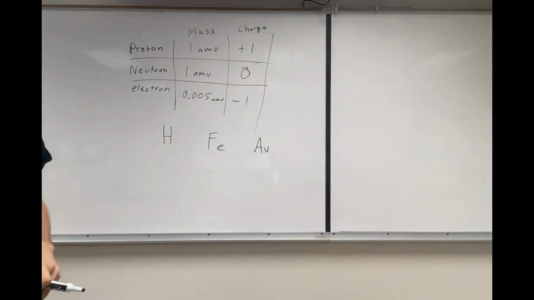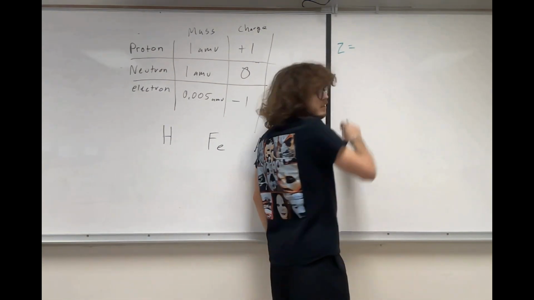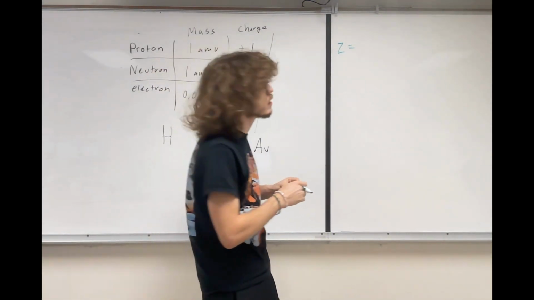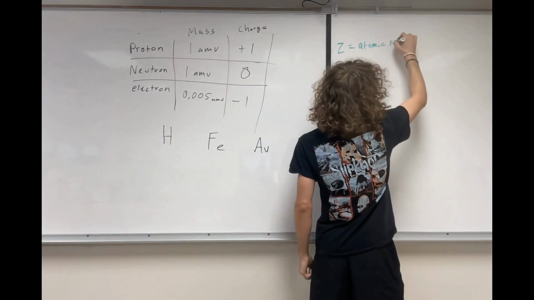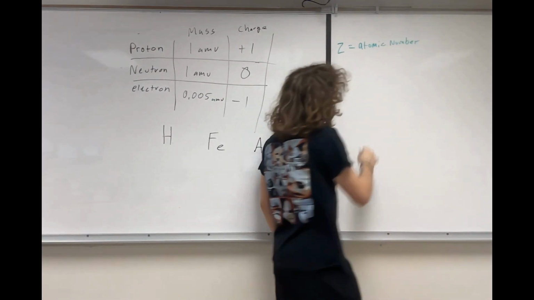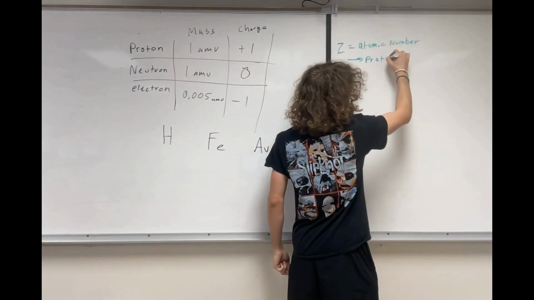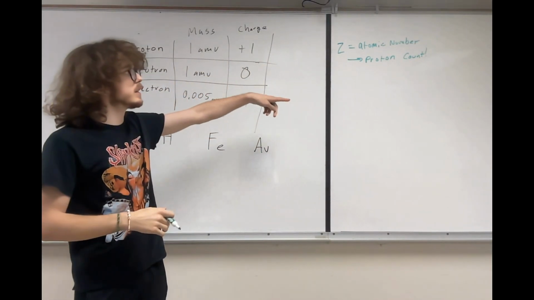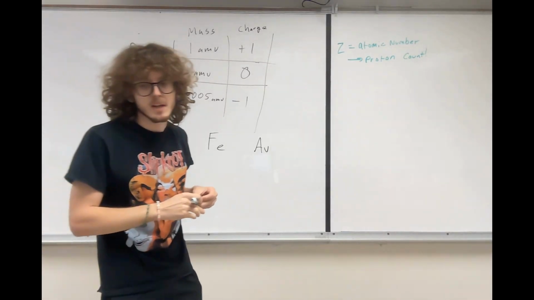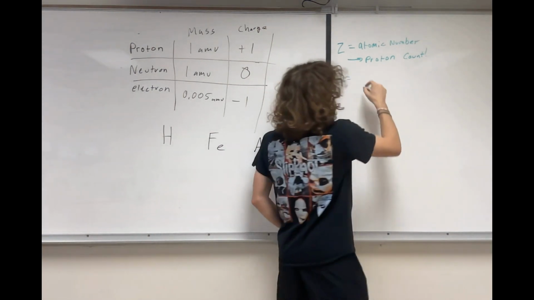Okay, so let's talk about the atomic number and the mass number. Z in our case is going to denote the atomic number. And it should be stated that the atomic number is the proton count. Okay, so the proton count is the atomic number, and we denote that Z. We also have another number, A, and A is the mass number.